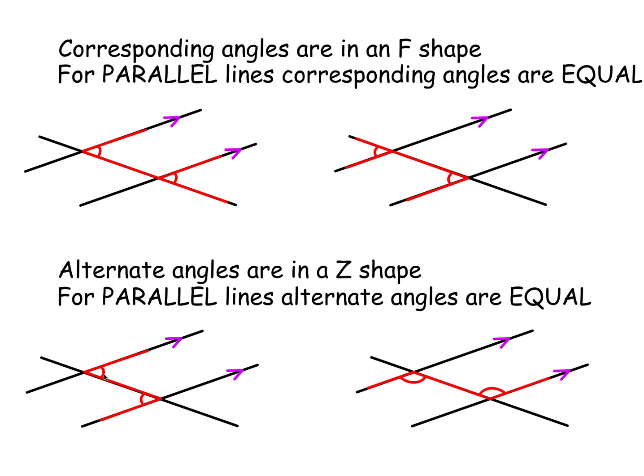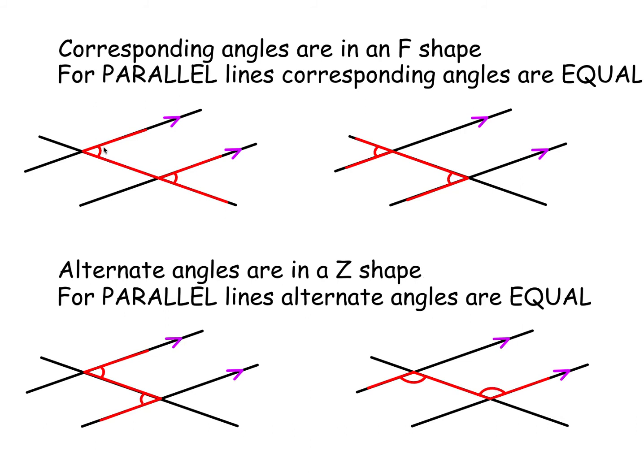So these two angles marked in red are alternate angles. If the lines are parallel, the alternate angles are equal. If the lines weren't parallel, these angles wouldn't be equal. So there are two possible Z shapes, this one, and there's the other one, slightly backward looking. So in a Z shape with parallel lines, you've got alternate angles equal.